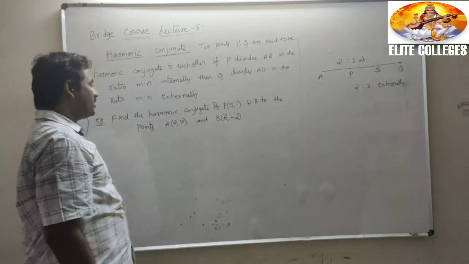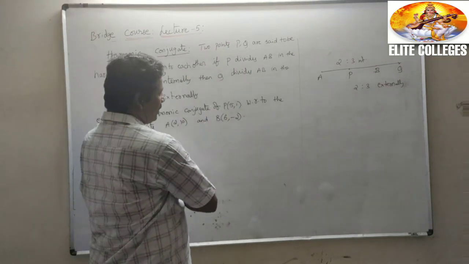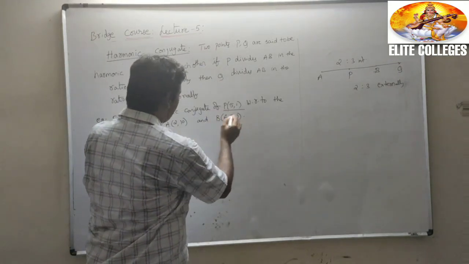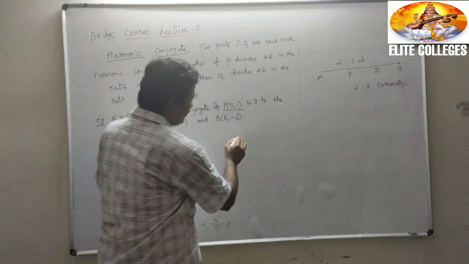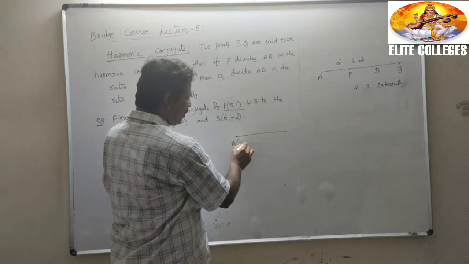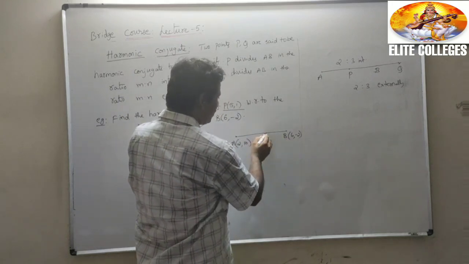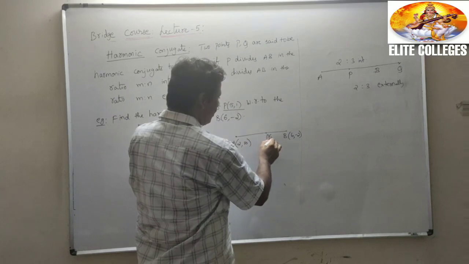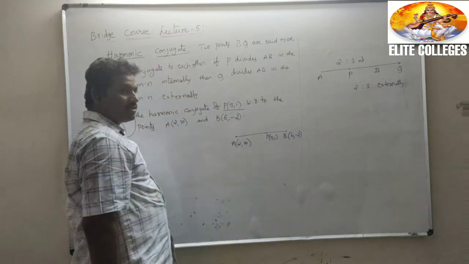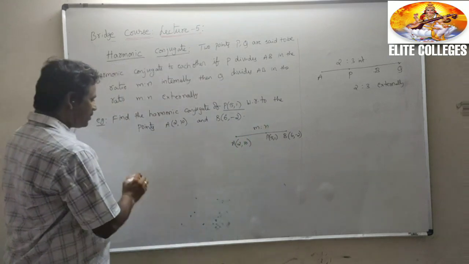Right. Now see this problem. Find the harmonic conjugate of P (5, 1) with respect to the points A, B. See this one. This is the point A. What is the A point? (2, 10). What is the B point? (6, minus 2). This is the point P (5, 1). So let the ratio be m is to n.